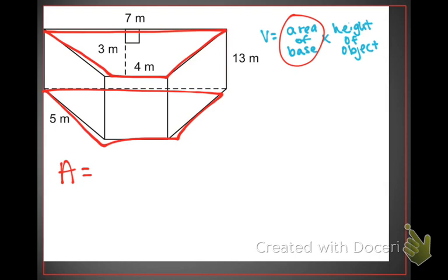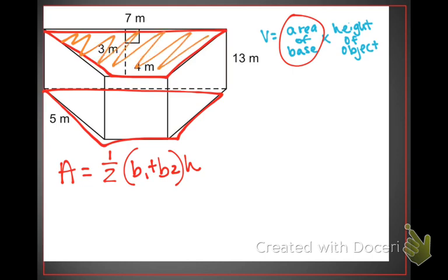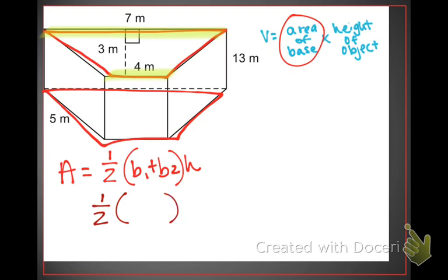So what is the area formula for a trapezoid? Times h. Perfect. So at this point, you're only looking at the trapezoid. You're not looking at anything else. What are the two bases of this trapezoid? 4 and 7. What do the two bases of the trapezoid have to be? Starts with a P. Parallel. So 4 and 7. What is the height of the trapezoid only? 3.